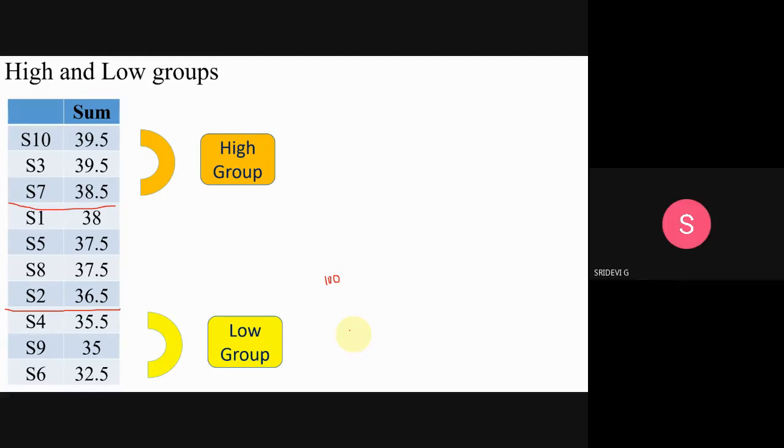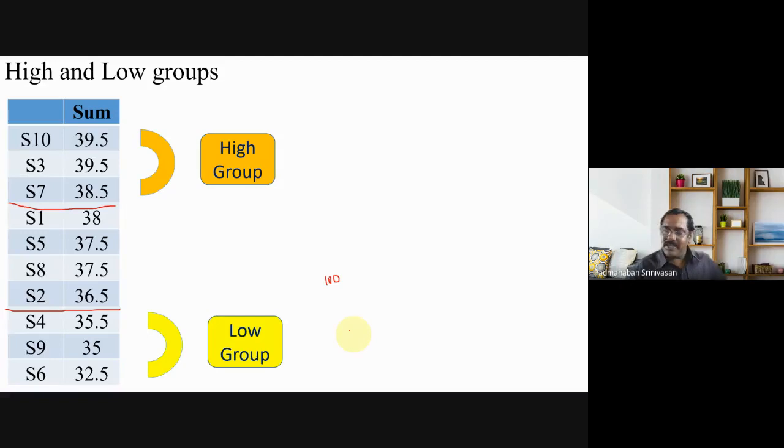27, 27, sir. 27, very good. That is the answer. Top you have to have 27, bottom you have to have 27, and almost 54 students together. How many will be in the middle? 46. And these we are not taking for the discrimination calculation. The middle people, we are not worried about.